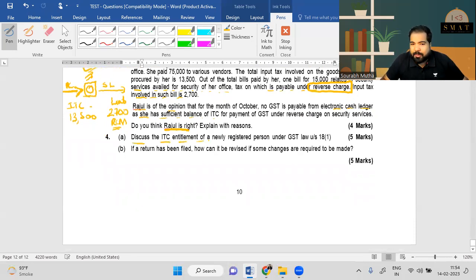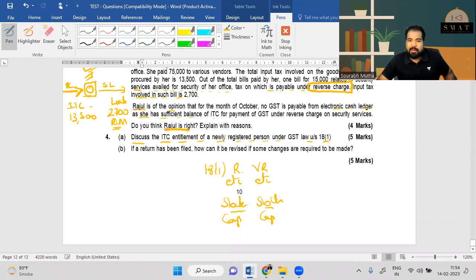Discuss the ITC entitlement of a newly registered person under GST law, section 18(1). Under 18(1), there can be a person who is registered, voluntarily registered, etc. On the stock, will you get credit? Yes, in both cases. On capital goods, you will not get any credit. But the stock has to be 1 year old. You have to explain all this in a theoretical question here.